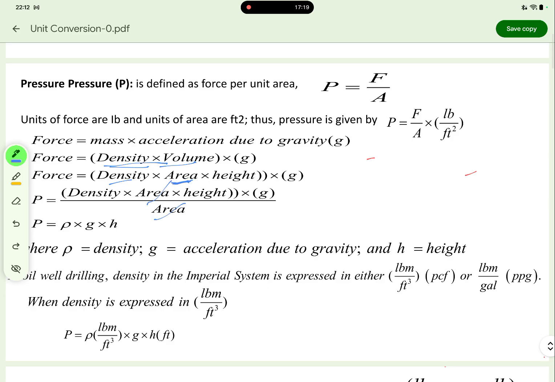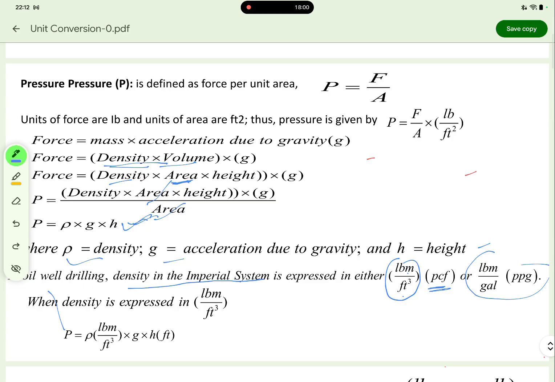And this area will cancel out. You will be left with this, where rho is the density, g is the acceleration due to gravity, h is the height, right? In oil well drilling, density is expressed in many ways, right? This is another unit of density. It is called lbm per feet cube. I will explain this also, so don't worry about it. This is called pcf, pounds per cubic feet, and this is also ppg. So these are the different units of density in the field unit, right?